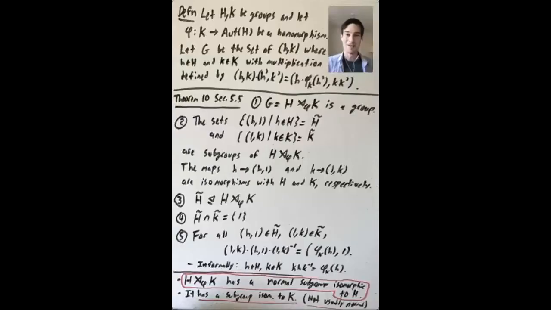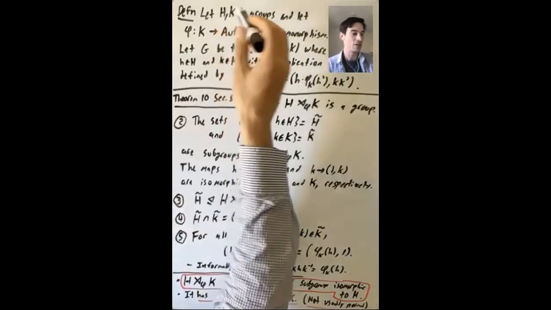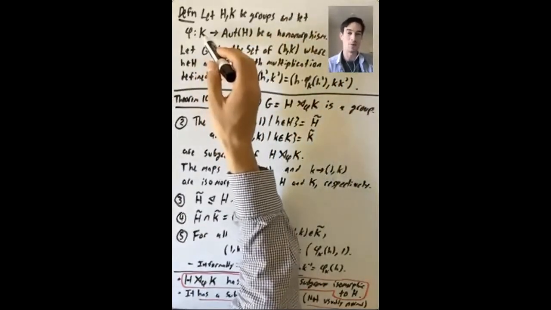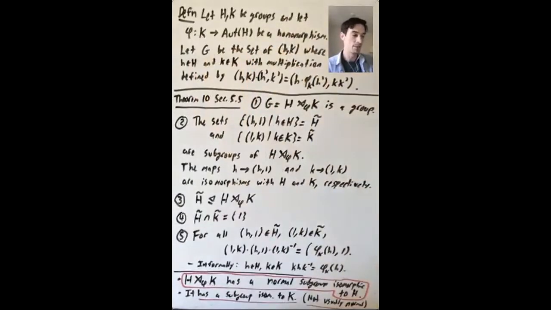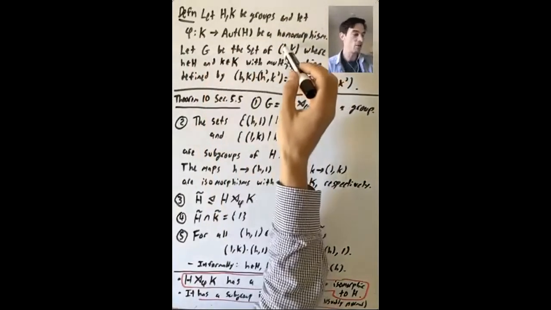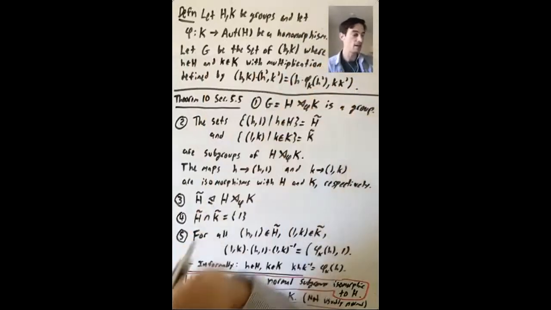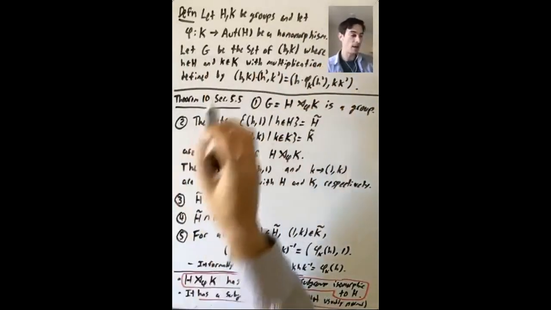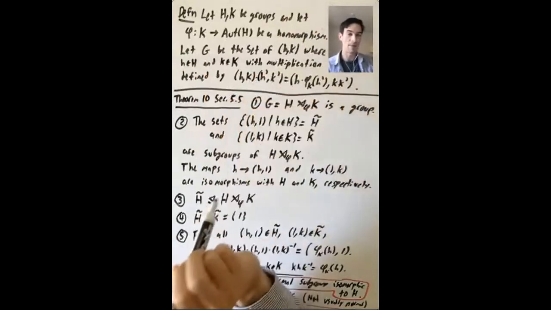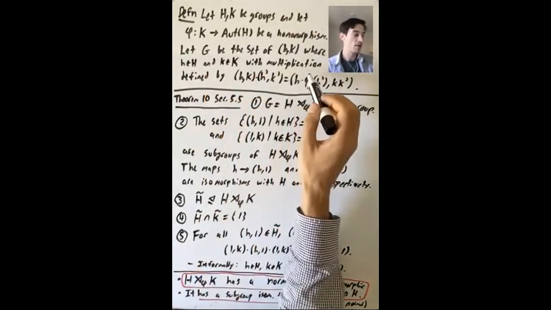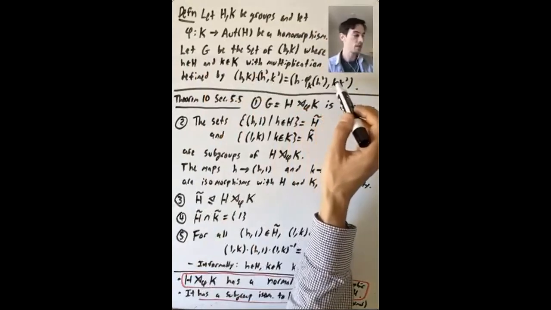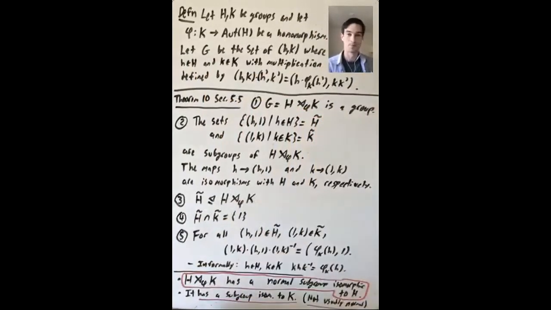In the last video, we gave the definition of the semidirect product of two groups determined by some homomorphism phi. Let me just review that quickly. If H and K are groups and phi is a homomorphism from K to Aut(H), then we'll let G be the set of ordered pairs, something in H, something in K, where the multiplication is defined by (h, k) times (h', k') is (h times phi_k applied to h', k k').